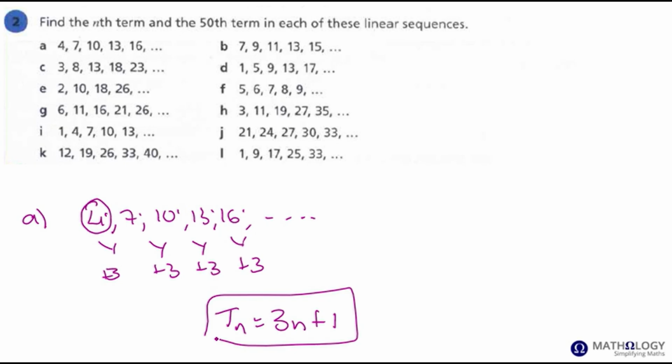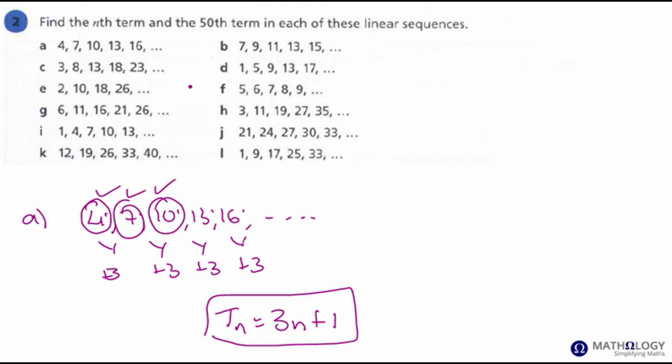And now we're going to check the sequence. When n equals 2, the second term must be 7. So 3 times 2 is 6. 6 plus 1 is 7. When n equals 3, we must get the third term being 10. 3 times 3 is 9 plus 1 is 10. So the first three terms check out. This is the nth term.